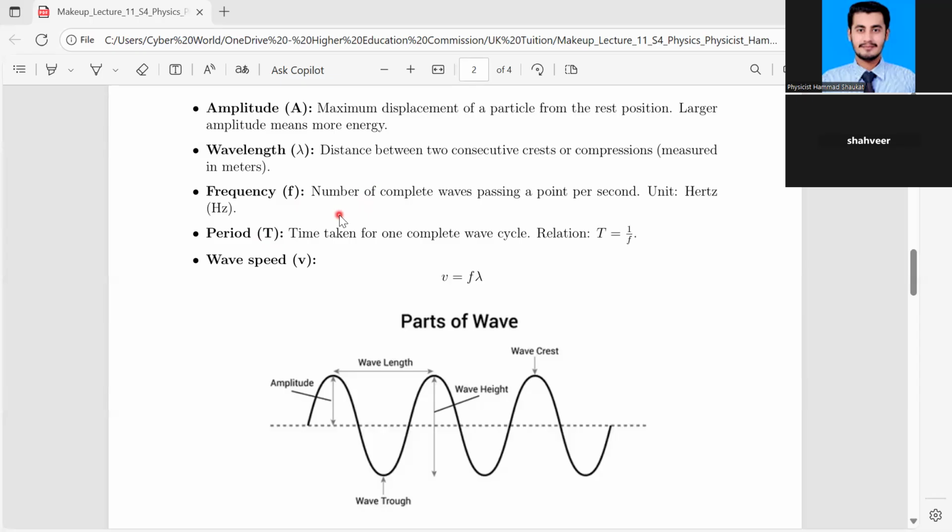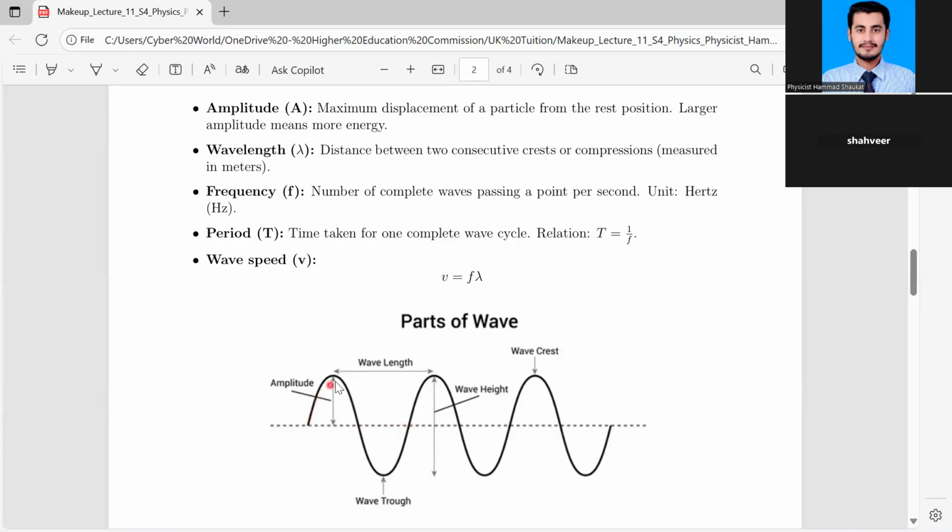The time taken to complete one complete wave cycle. Now, what you have to calculate is how much time it takes to complete one wave cycle. One wave cycle completes here. How much time does it take? This is known as the time period.